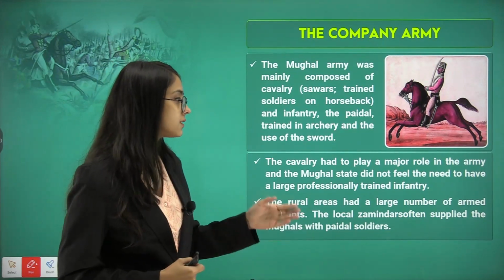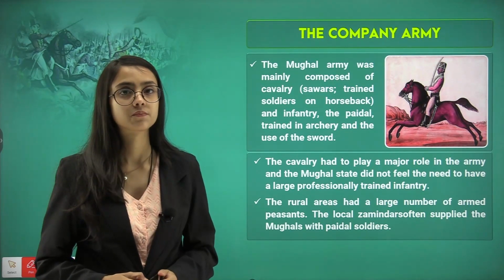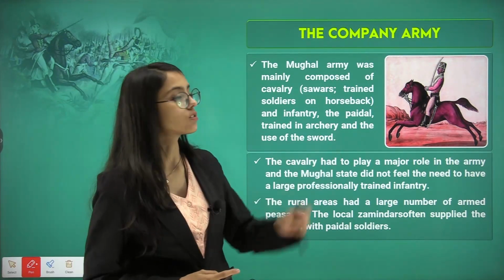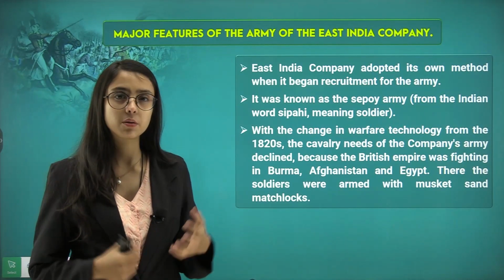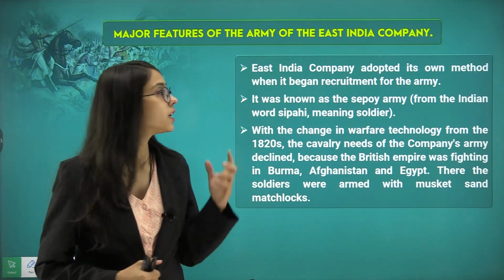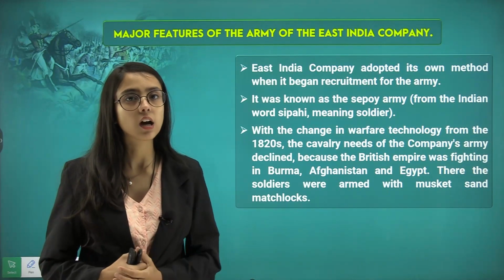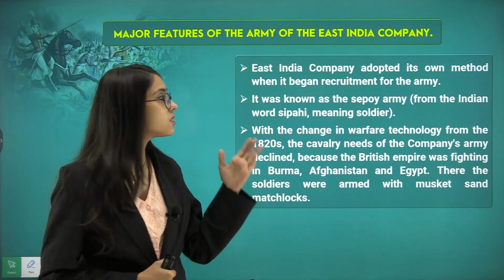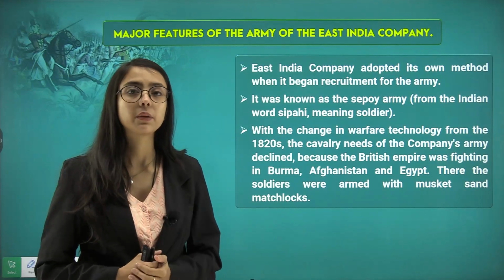The local zamindars supplied the Mughals with pedal soldiers at that time. So, here is an image of a ghudsawar. We have spoken about the early army in the Mughal Empire, but what about the army of the East India Company? The East India Company adopted its own method when it began recruiting for the army. It was known as the sepoy system, from the Indian word sipahi, meaning soldier.